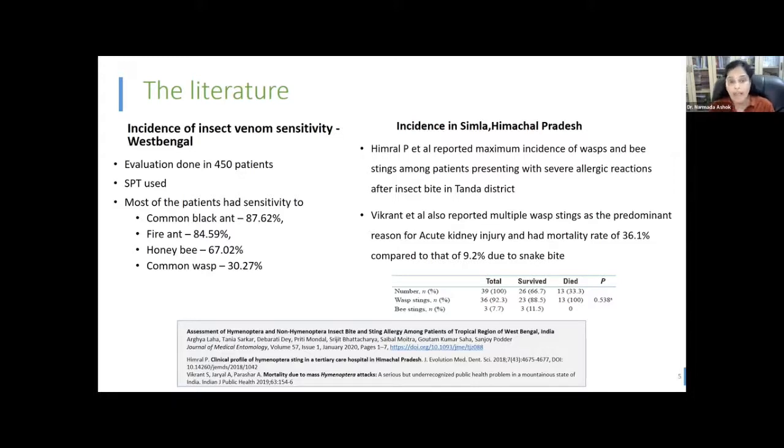So overall, we have one piece of literature showing that there is definitely a sensitization there. And in another place, we have seen that wasp and bee can produce severe systemic reaction. So definitely this topic warrants the attention of all of us.